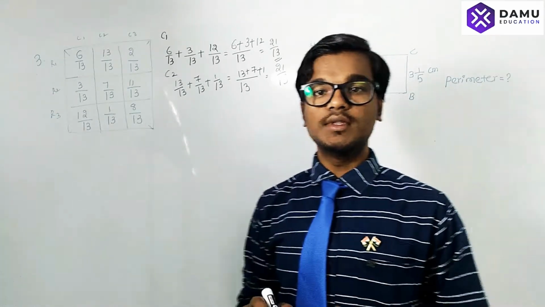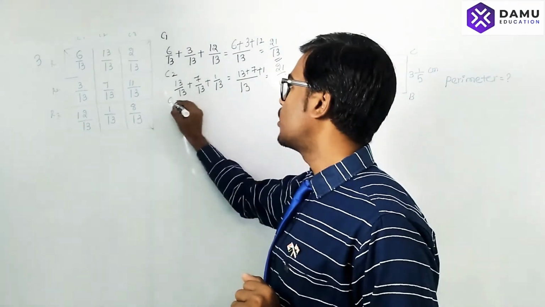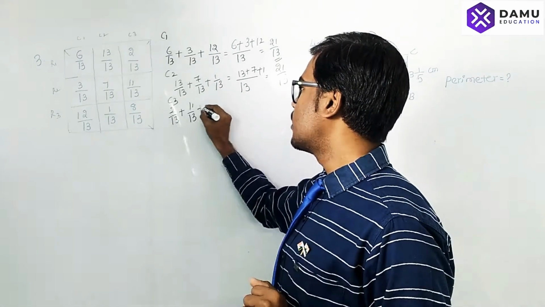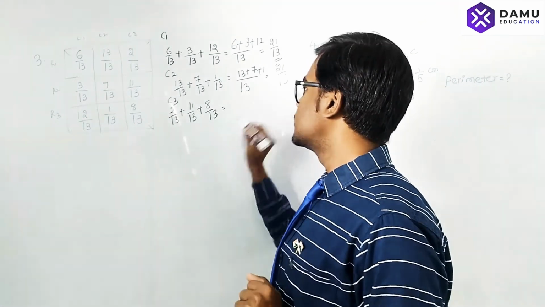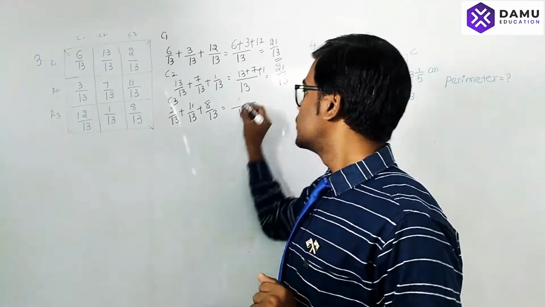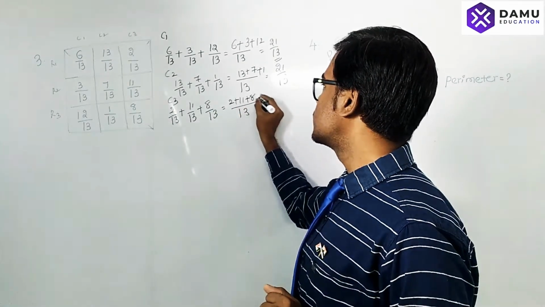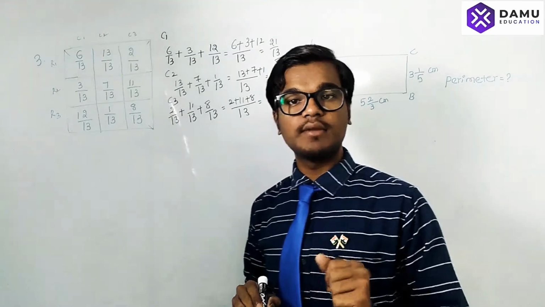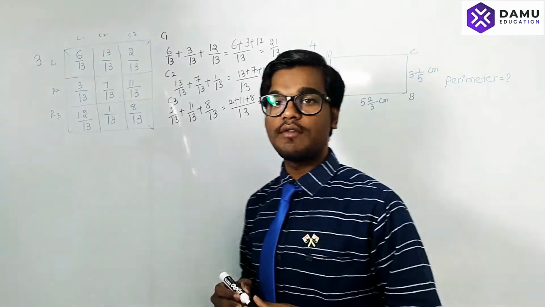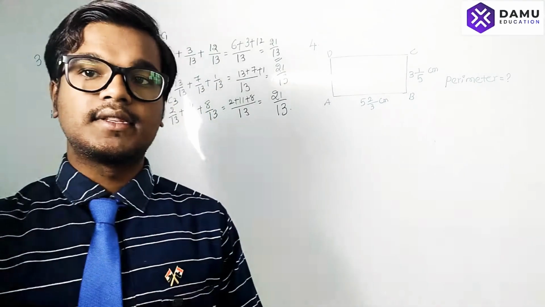Next, the values in column 3. Their sum, meaning addition, is 2 by 13, 11 by 13, 8 by 13. Like fractions with 13 below, so 2 plus 11 plus 8. 8 plus 2 will be 10, 10 plus 11 will be 21 by 13. So these are the sums of our additions column wise.